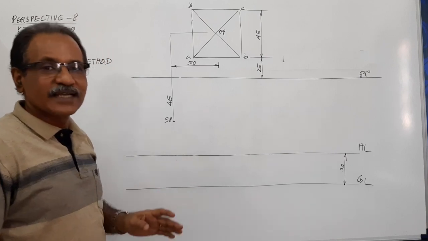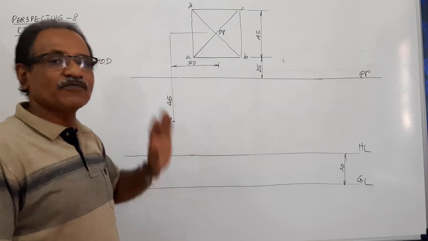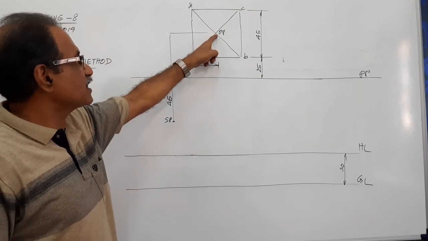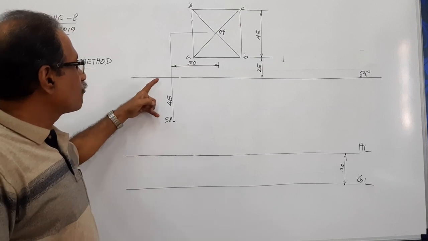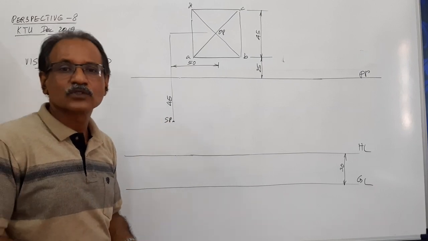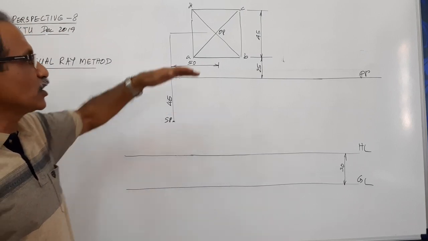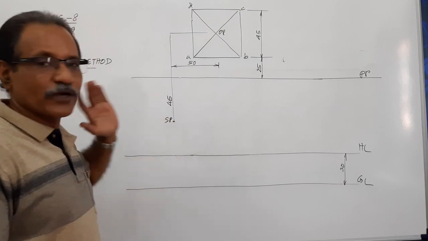Then the central plane passes through 50 mm to the left of the axis. This is the axis. So measure 50 mm to the left of the axis and draw the central plane. On the central plane, 45 mm away from PP, locate SP. Okay, what have you done? You have drawn the plan of PP, the plan of the object, and the plan of the station point.